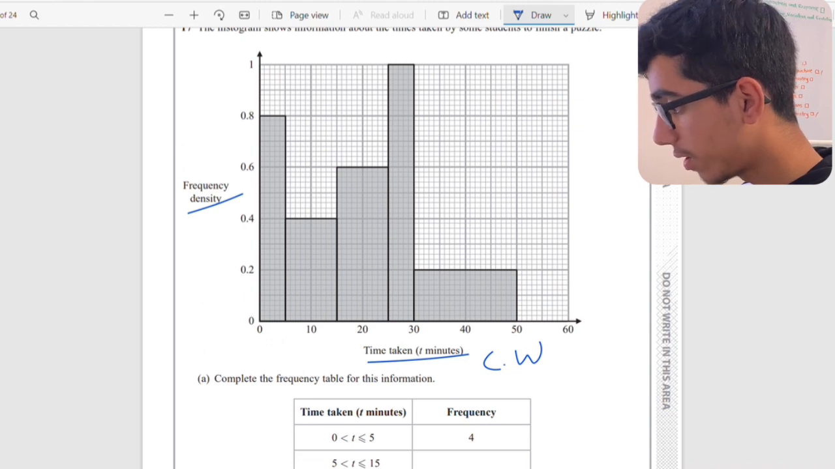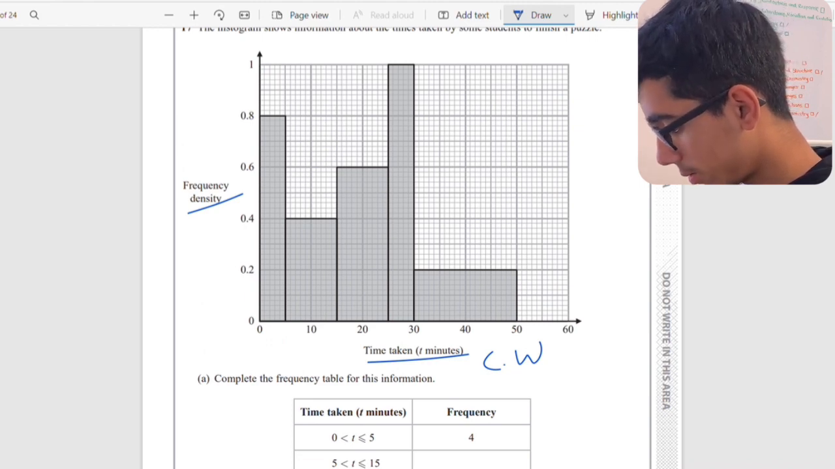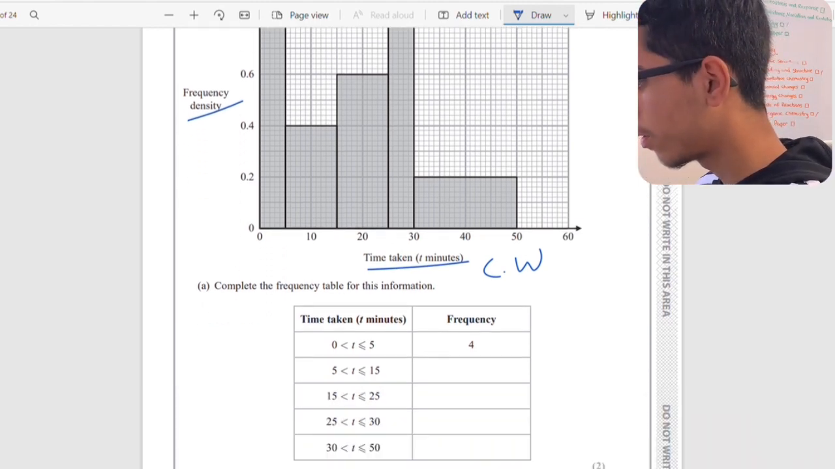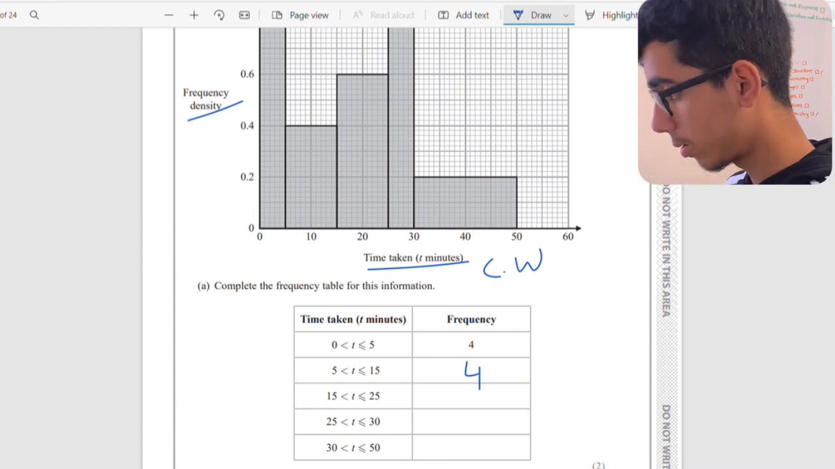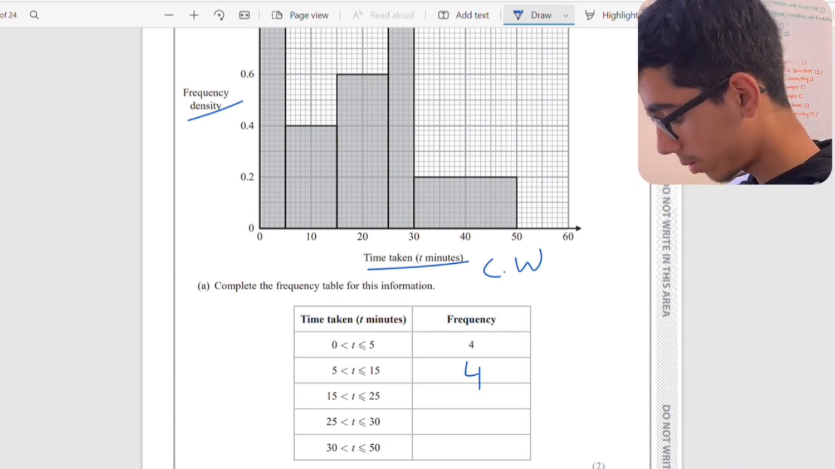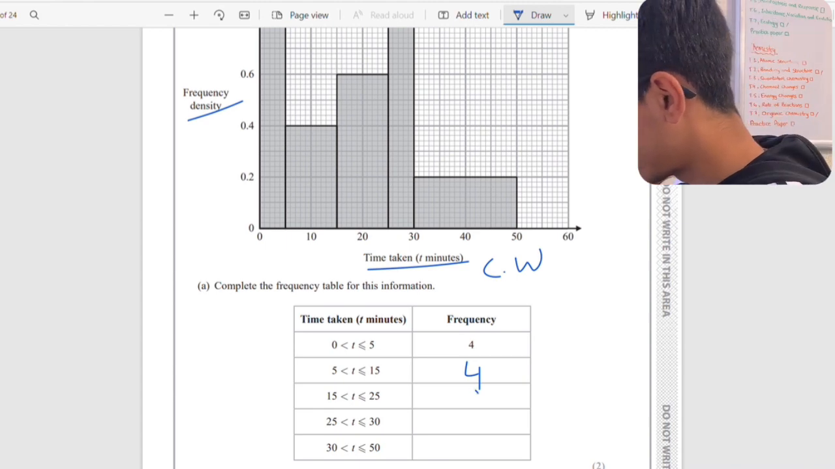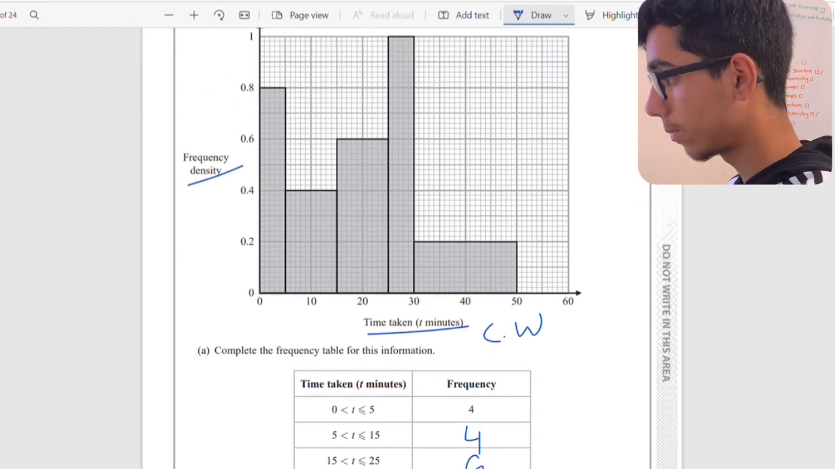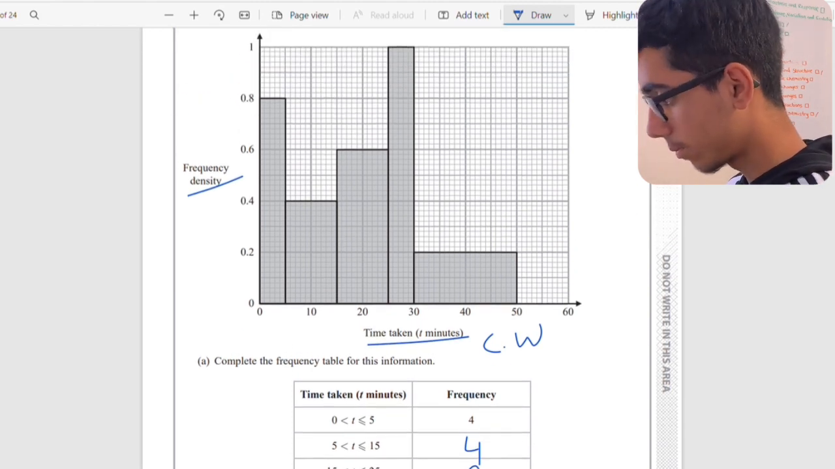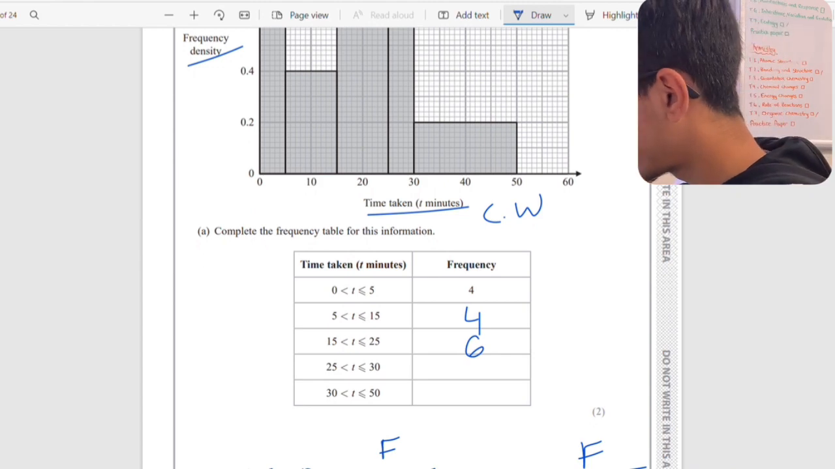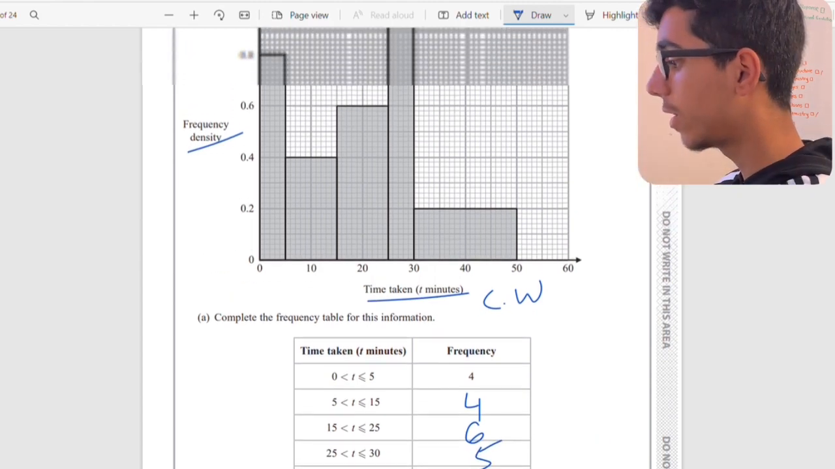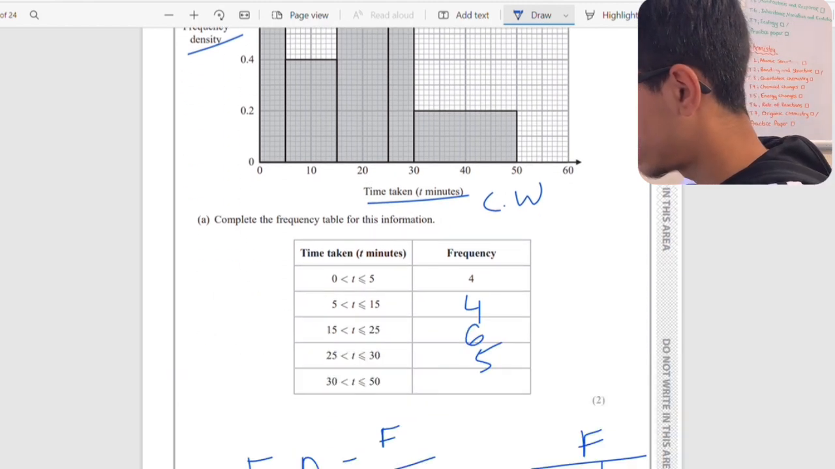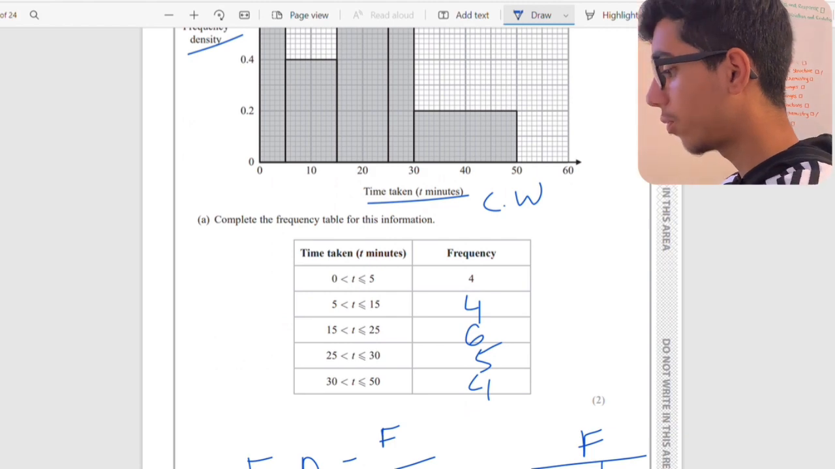Okay. So 5 to 15 is basically 4 again. Six. 25 to 30, I think that's 5. And 30 to 50, that's 20 multiplied by 0.2, 4. So I think it's 4, 4, 6, 5, 4.